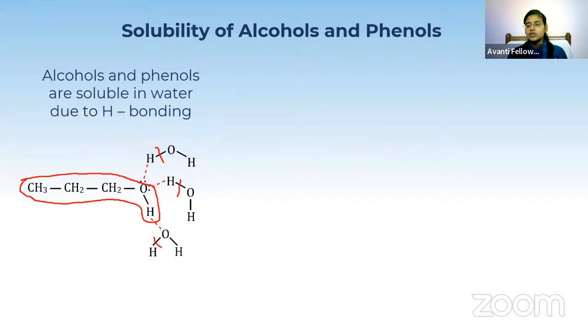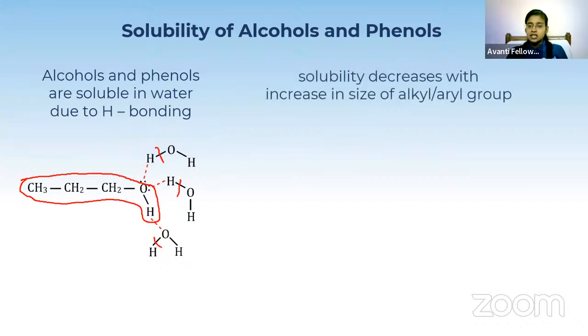Okay, bonds will get broken down and the propanol can get dissolved inside the water more easily, because of the formation of hydrogen bonding. And this solubility decreases with increase in the size of the alkyl group. So if I am increasing the alkyl group size, this is the alkyl group, if I increase the number of carbons, the solubility will decrease.